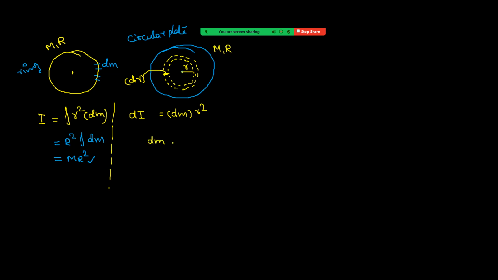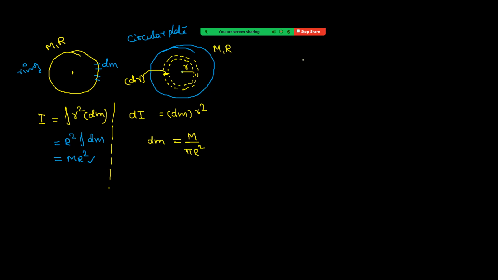Since the distribution of mass is uniform, we can write here the total mass capital M divided by the area pi R square. That is mass per unit area. Multiply with the area of this ring. Students, you should be very careful here about which area we are taking.